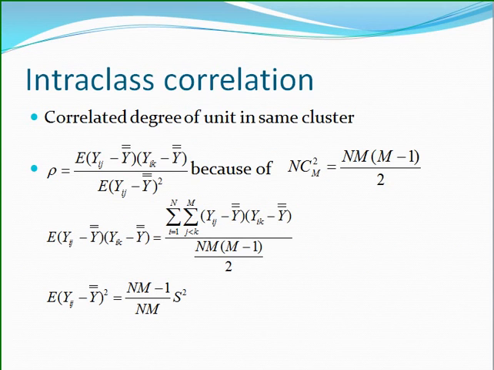Then the intraclass correlation. The intraclass correlation is the correlation degree of units inside the same clusters, and we use rho to stand for that. Because of this definition, the equation can be described as this. Because this combined is equal to this summary combined, we put them all in and get the equation for this estimator.